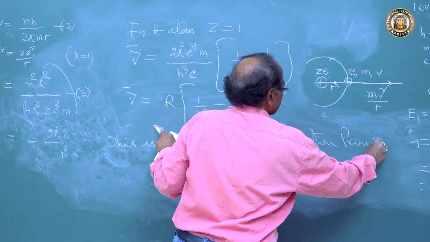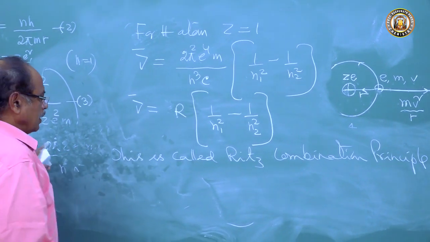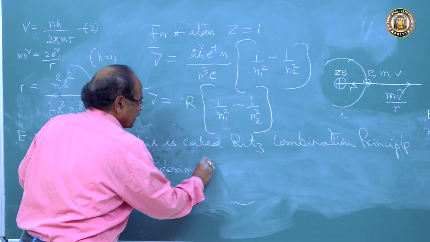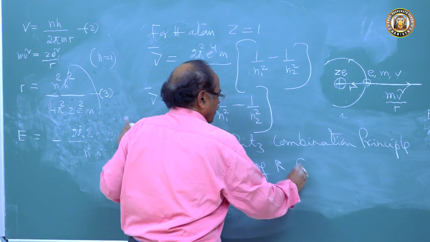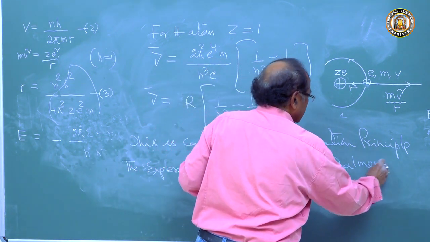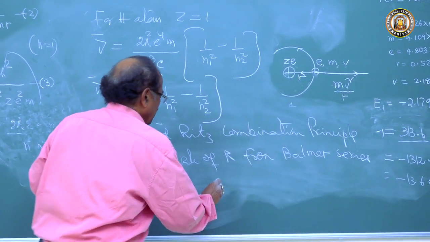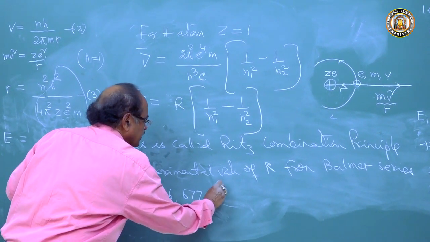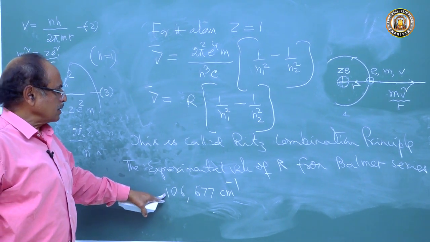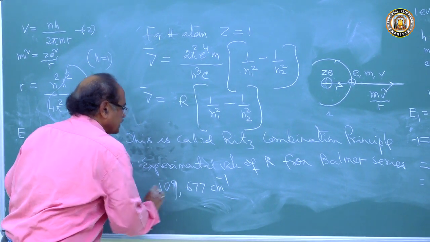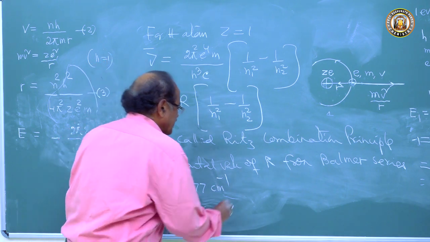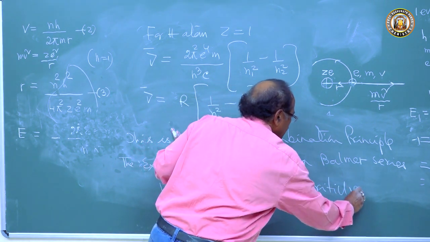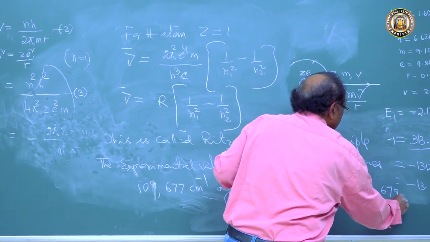So if you come to the Bohr model of atom, for hydrogen atom he calculated the value of R. The experimental value of R from the Balmer series, which is the visible light, he got as 109,677 centimeter inverse, against the theoretical value of 109,679 centimeter inverse.